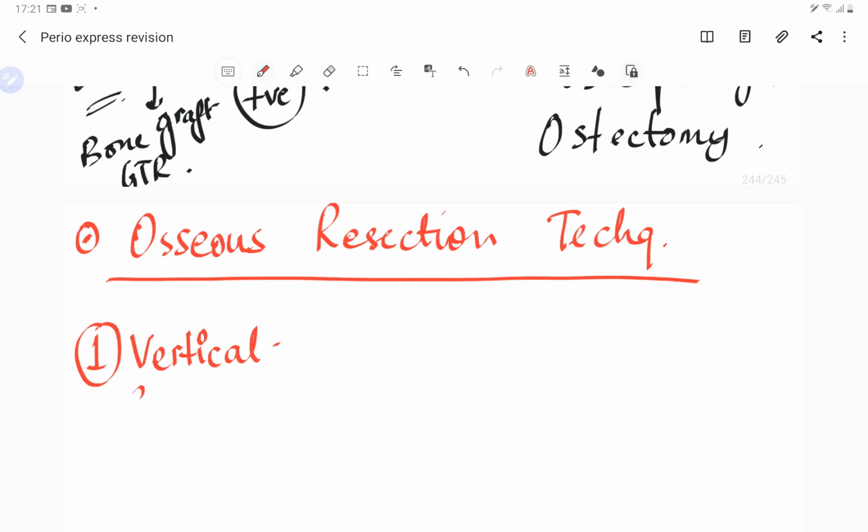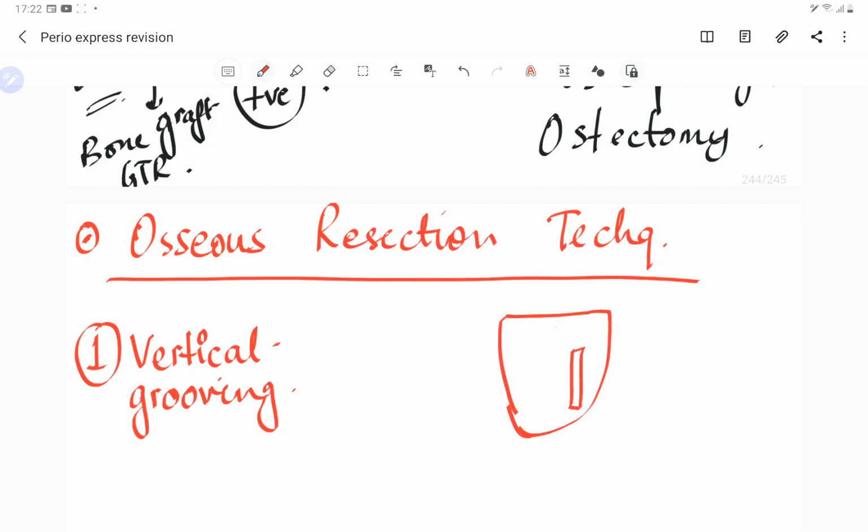In vertical grooving, what we do is make grooves. If you have done any veneers or tooth preparation, you first make the indentation grooves. If you have done any anterior tooth preparation, we first make grooves so that we know this much of the tooth we have to reduce. In the same way we make these grooves in the bone, right? So this is the vertical grooving.